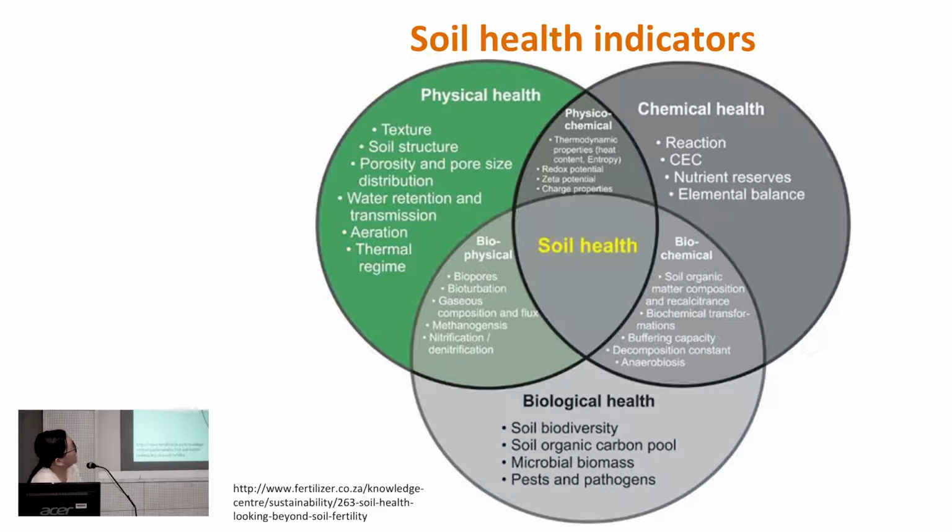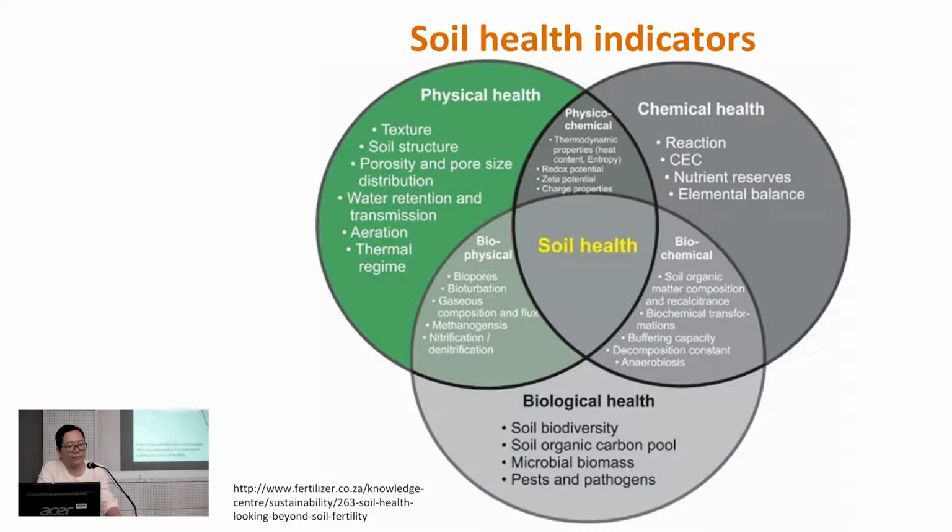Here, there are many soil health indicators, and depending on your purpose, you can choose which indicator fits your experiment. This group only describes some major indicators of soil health. These indicators can be divided into three main groups: first is physical, chemical, and biological.